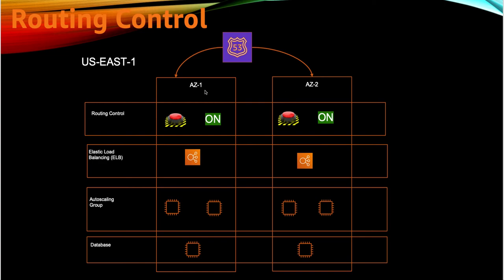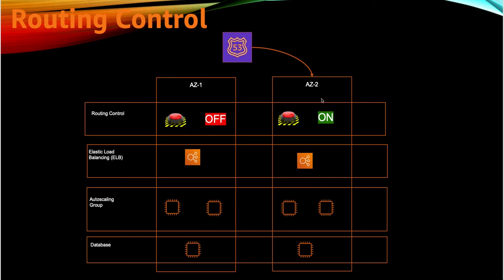In this case, both the AZs are on, routing control is on, so my traffic is going to both of these AZs. It's not like failover, but maybe balanced traffic going to both of them. Suppose now you need to take down one of the AZs, or one of the AZs is having some issues and you want to cut off the traffic. So you can just turn off the routing control switch in that particular AZ, and your traffic will be moved only to AZ2.